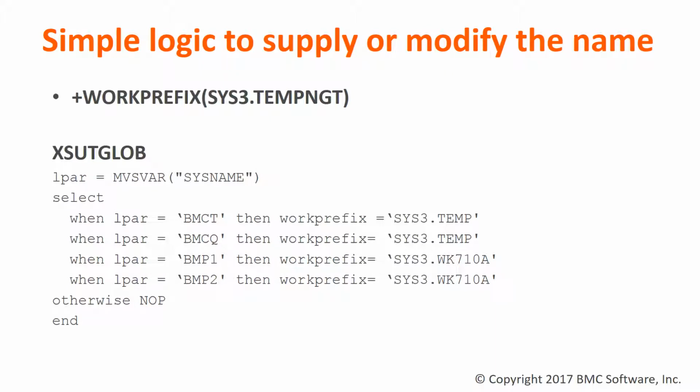Here we have configured the plus work prefix to sys3.temp_NGT. Assuming this value is correct for some systems, but not all, we're using NGT automation member xsut_glob to set the value for some other LPARs. Here we are getting the LPAR name and providing the high-level qualifier based on LPAR. If your naming standard for LPARs or subsystem IDs identifies the environment, dev, task, QA, etc., by a position of the name, you could substring that out first, then select the high-level qualifier based on that character. Very little logic should be needed here to set up a global configuration.